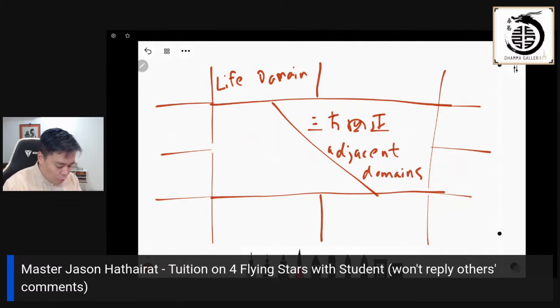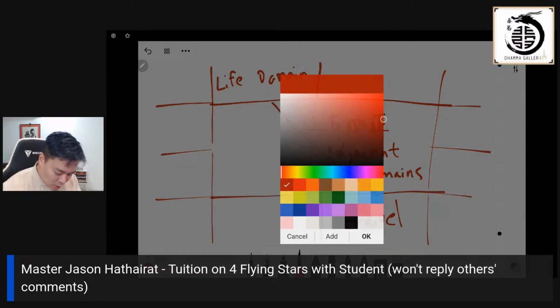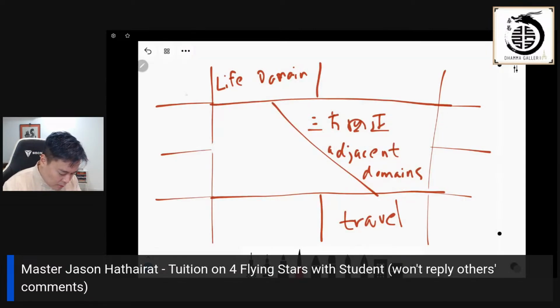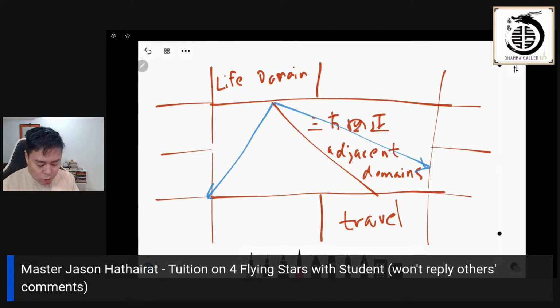When you look at the life domain, you will always have to take into consideration the stars within your travel domain, and likewise the stars at the fourth domain from the left and the fourth domain to the right. These are called the 三方四正. And to the left is always the career domain.